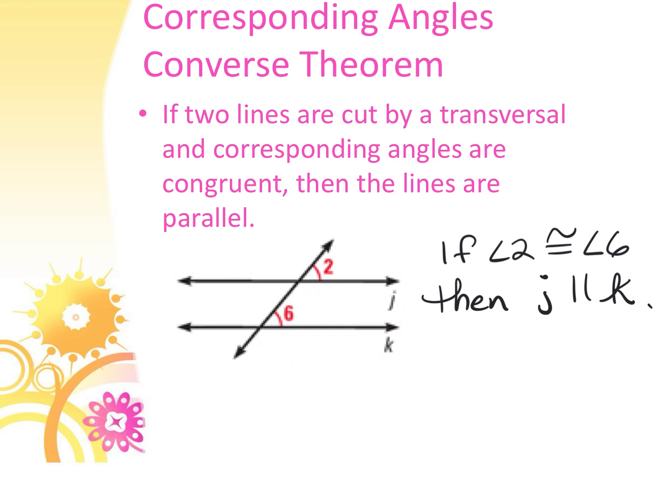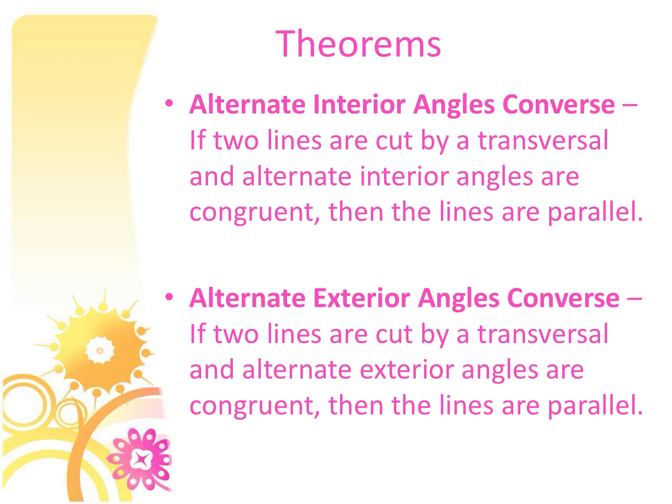This is the first one. The next slide will have 2 more. The first one is called the alternate interior angles converse. This one states if 2 lines are cut by a transversal and alternate interior angles are congruent, then the lines are parallel. The same for the alternate exterior angles. If you can show that 2 lines are cut by a transversal and show that the alternate exterior angles are congruent, then you can prove that the lines are parallel, and this would be using the alternate exterior angles converse.